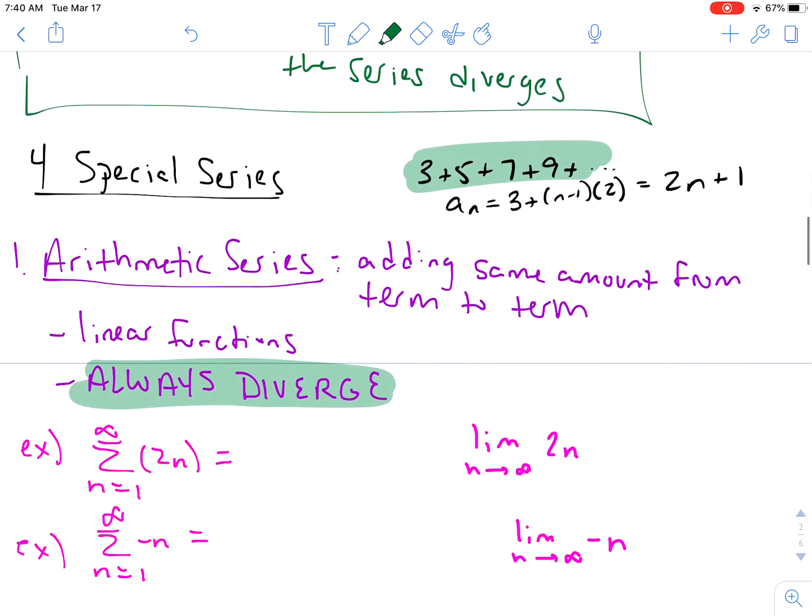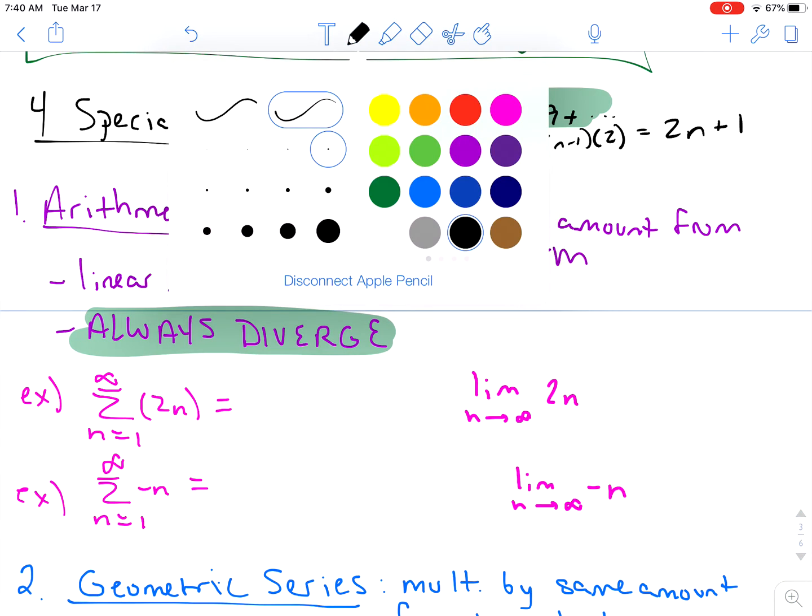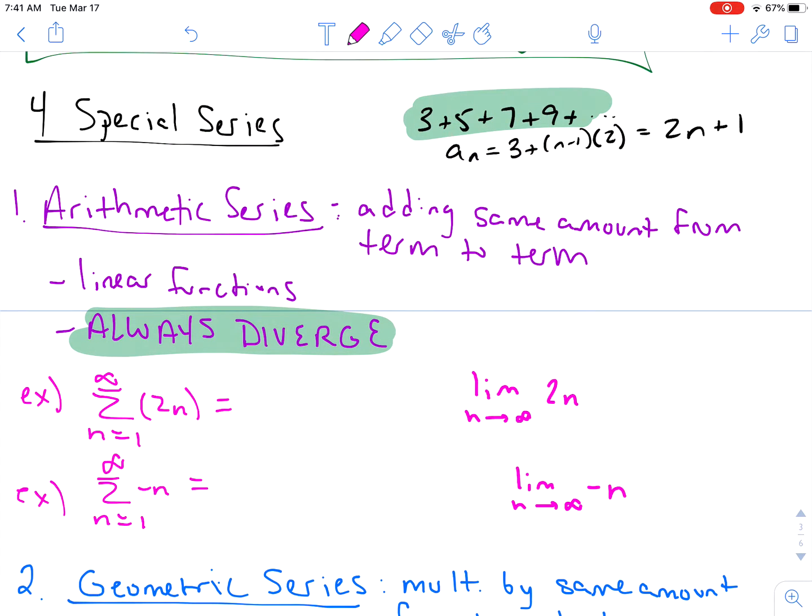Okay, let's take a look at a couple examples here. So I have the summation as n goes from 1 to infinity of 2n. Now 2n is linear, right? That's n to the first power, so that's kind of what we're looking at. This thing is going to diverge. And pretty easily we can tell if we start ripping out some terms here, 2 plus 4 plus 6 plus 8. Yeah, those things are getting bigger and bigger. Looking at the limit as n goes to infinity of the sequence, 2n, well, that's going to go off to infinity. Therefore, this series diverges.